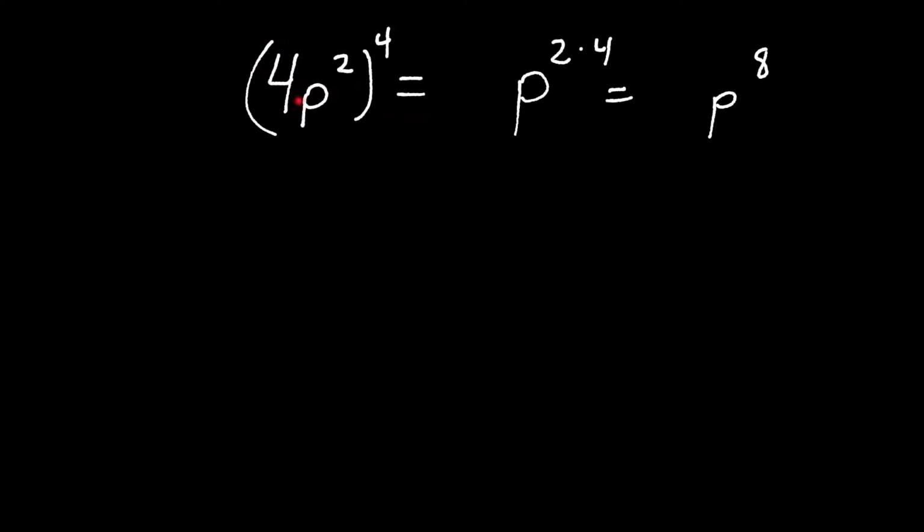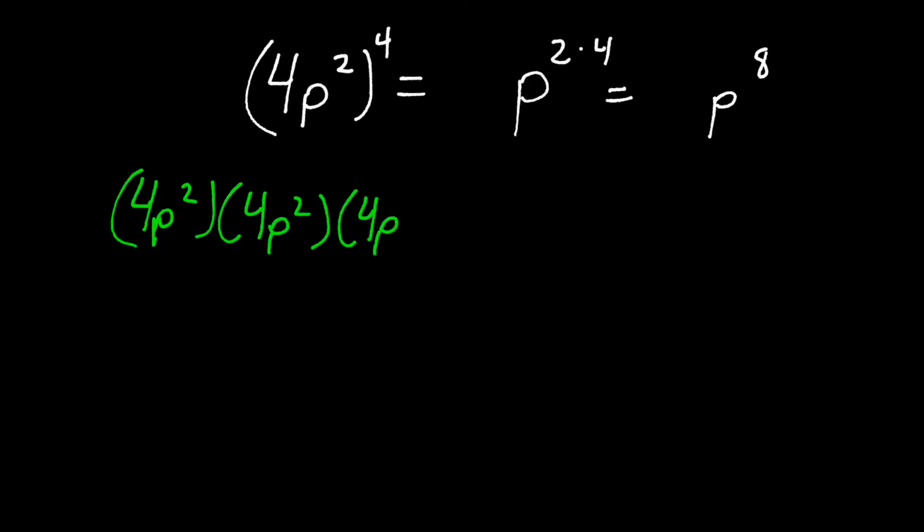But what's going to happen with this 4? That's the big question right now. Well, this 4 is being affected by the exponent on the outside as well. Because if I were to expand out our exponent, we'd have 4p squared times 4p squared times 4p squared times 4p squared. And while I have p squared times p squared times p squared times p squared, which gives me p to the 8th, I also have 4 times 4 times 4 times 4, which is 4 to the 4th.